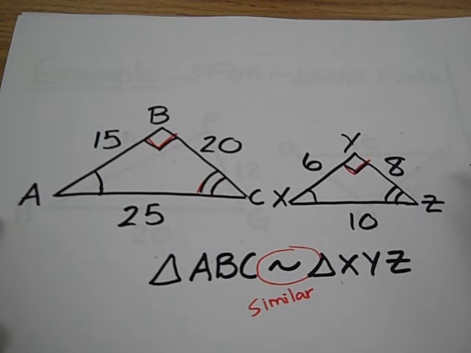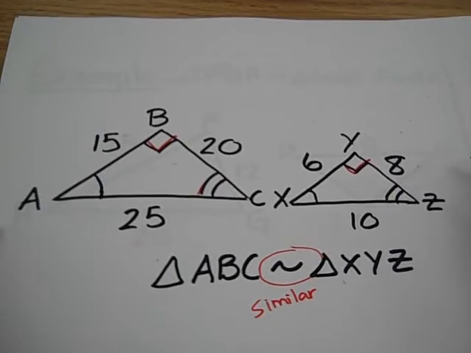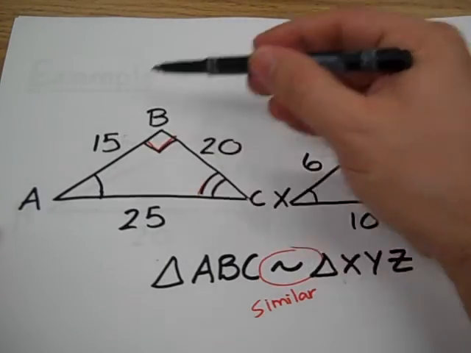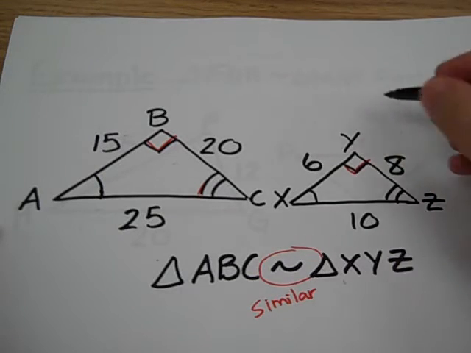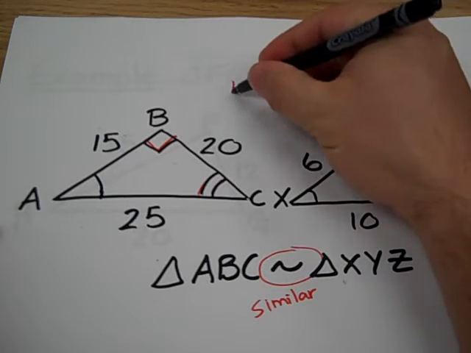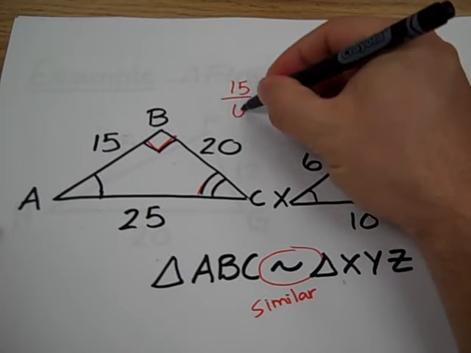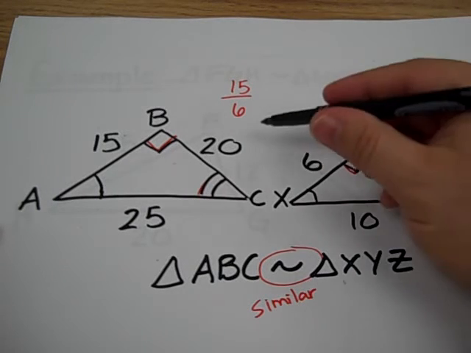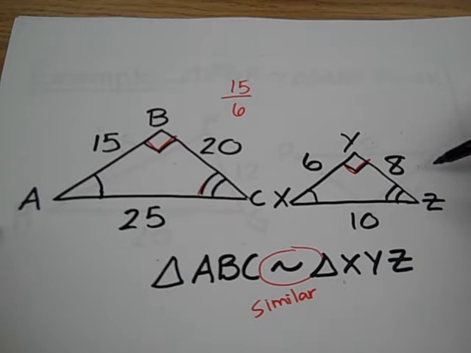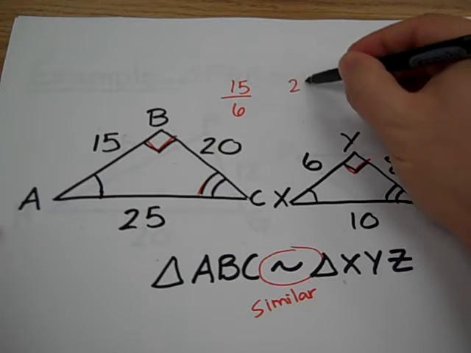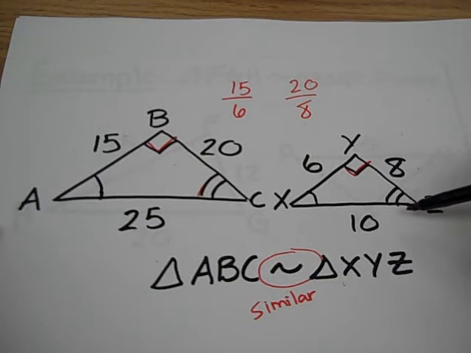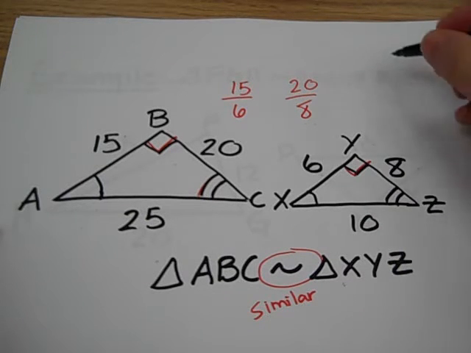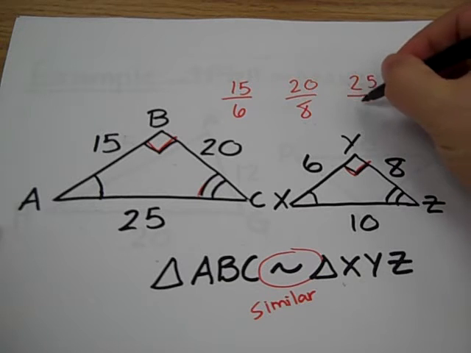Now we need to check to see that the corresponding sides are in proportion, which means they're the same fraction. So let's look at side AB and XY because they correspond. We can write a fraction. We'll just do big to small, which means we'll put the big on top. We'll do the same thing for BC and YZ, big over small. And lastly, we'll do the same thing for AC and XZ. I'll put the big over the small.